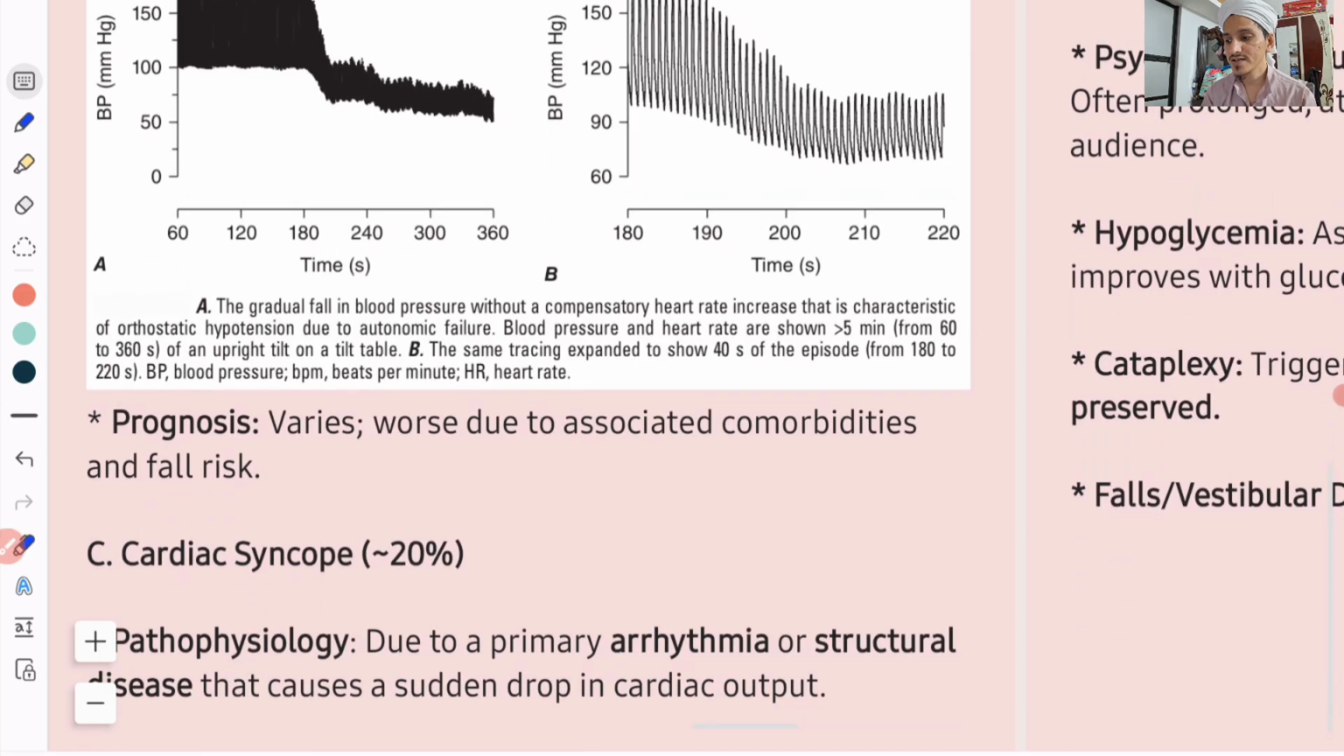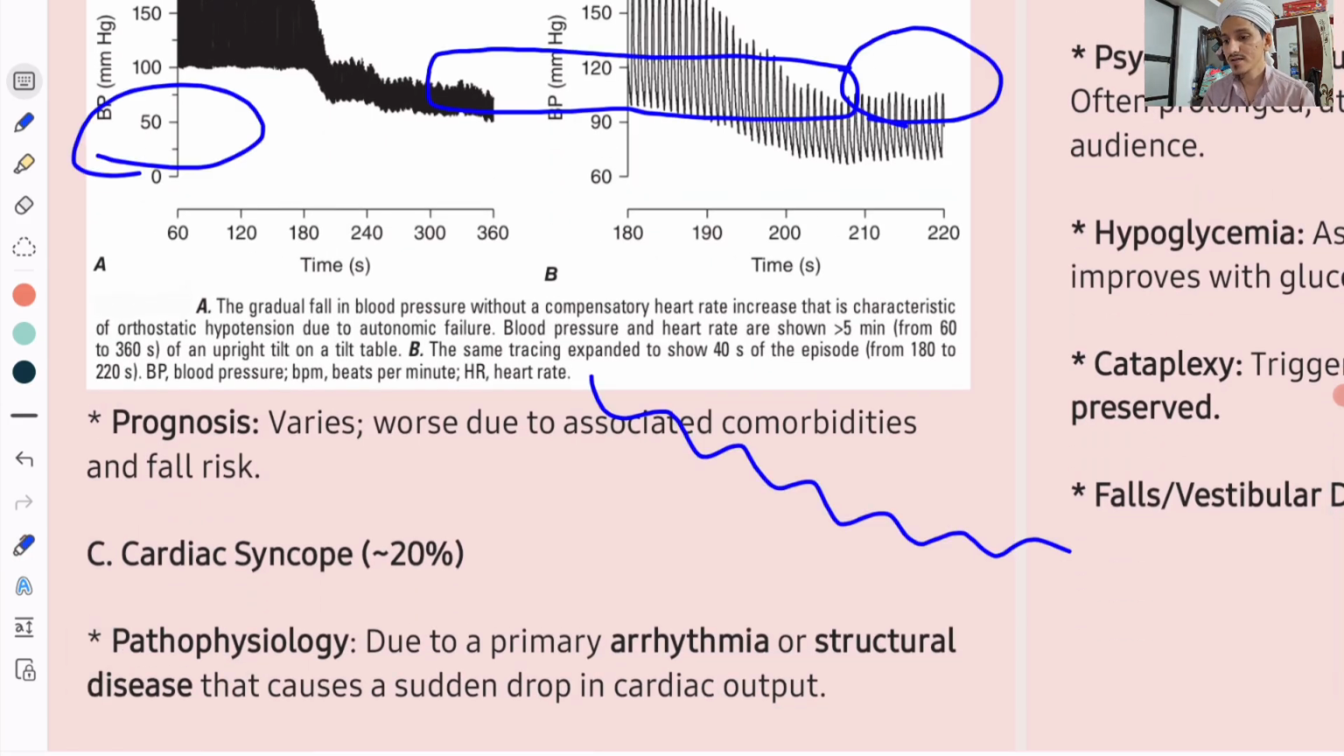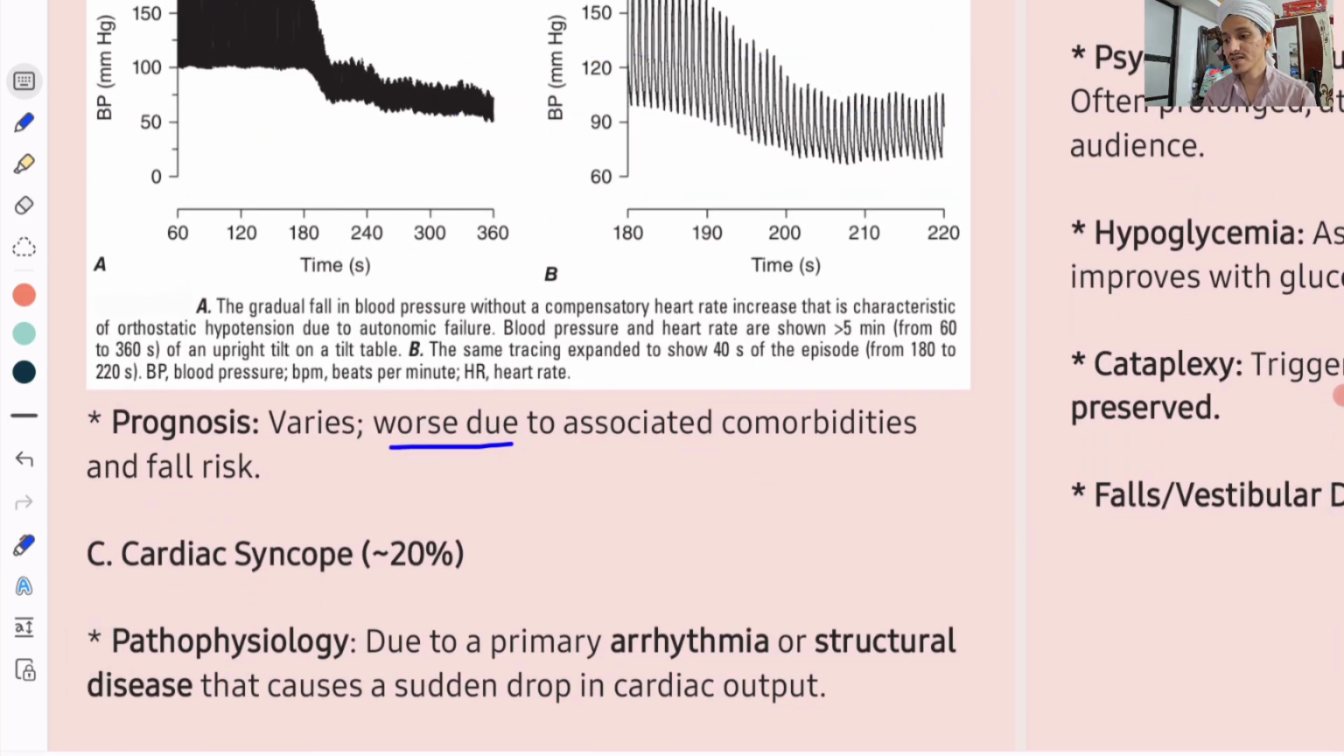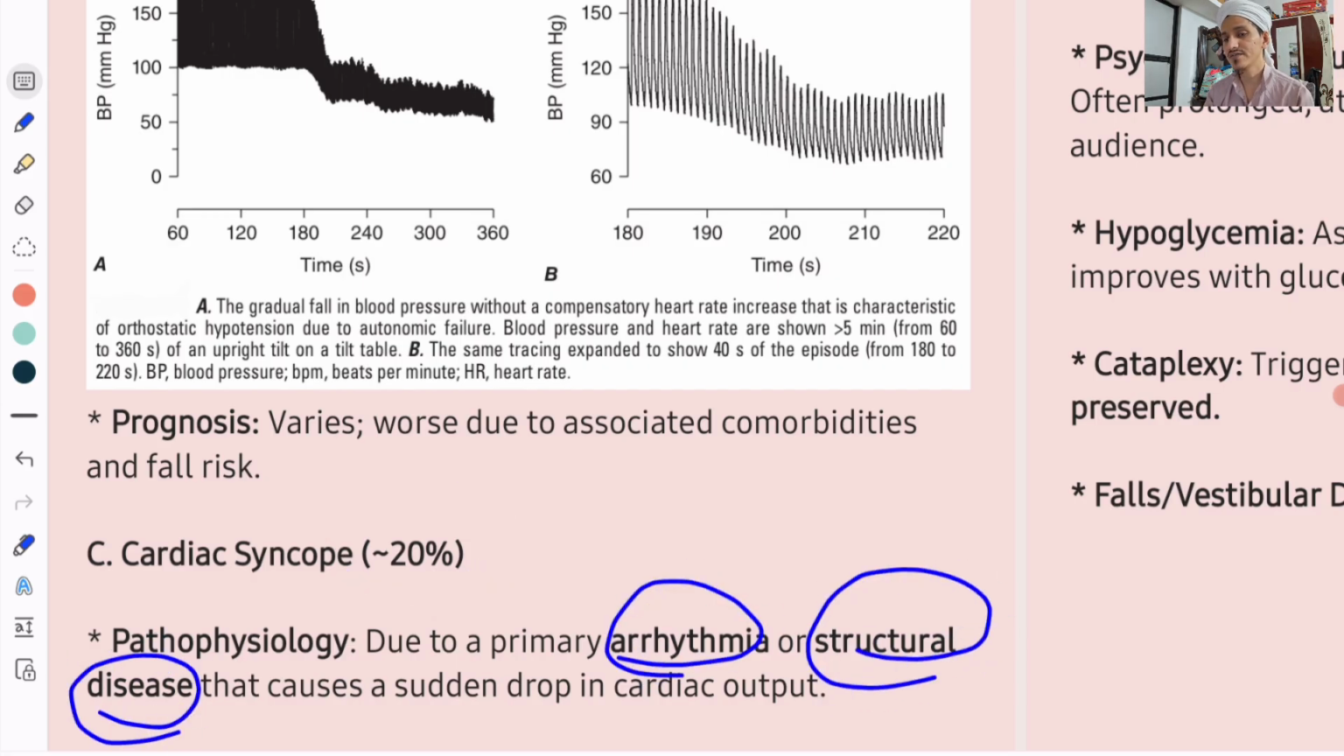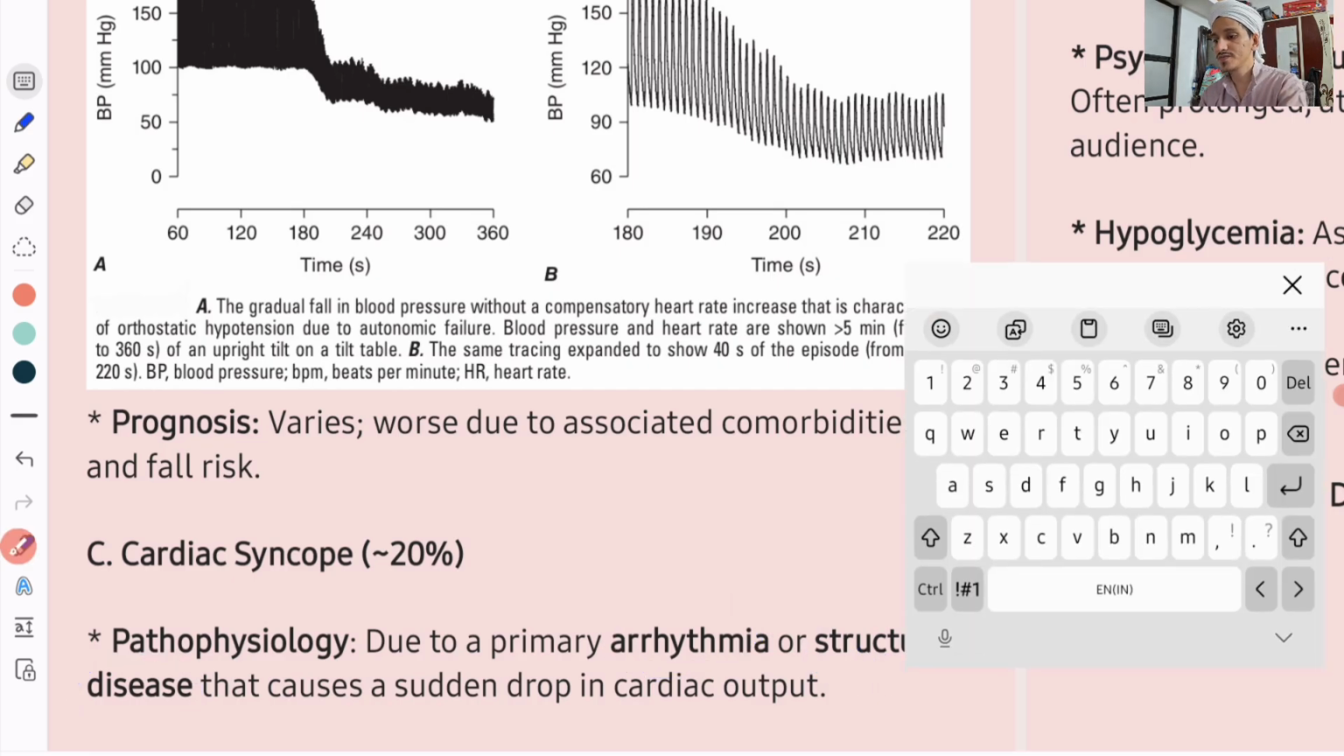How is the prognosis? It varies, and it is worse because the patient will have associated comorbidities and fall risk, so they can have injury to the head. Okay, so this is 10%. NMS is most common, 25%. Second most common is cardiac cause, that is 20%. What is the pathophysiology? Due to some arrhythmia or some structural disease affecting the heart, the cardiac output decreases, and that will cause syncope. That is the pathophysiology.